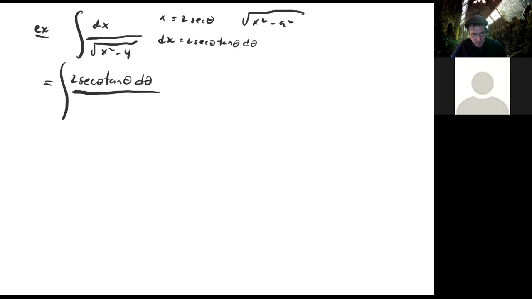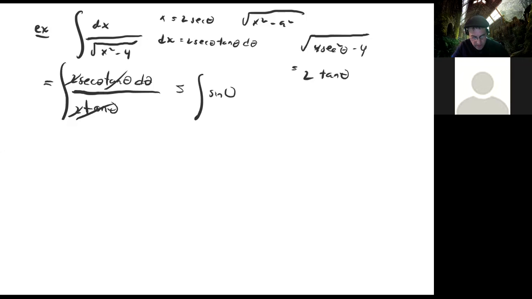Okay, so what is the square root of x squared minus a squared? Well, that's the square root of 4 secant squared theta minus 4, which is, you can pull the 4 out, you'll get a 2 through the square root, and then you're left with secant squared minus 1, which is tangent theta. So on the bottom is 2 tangent theta. So we get cancellation everywhere. And we finally obtain the integral of secant theta d theta.